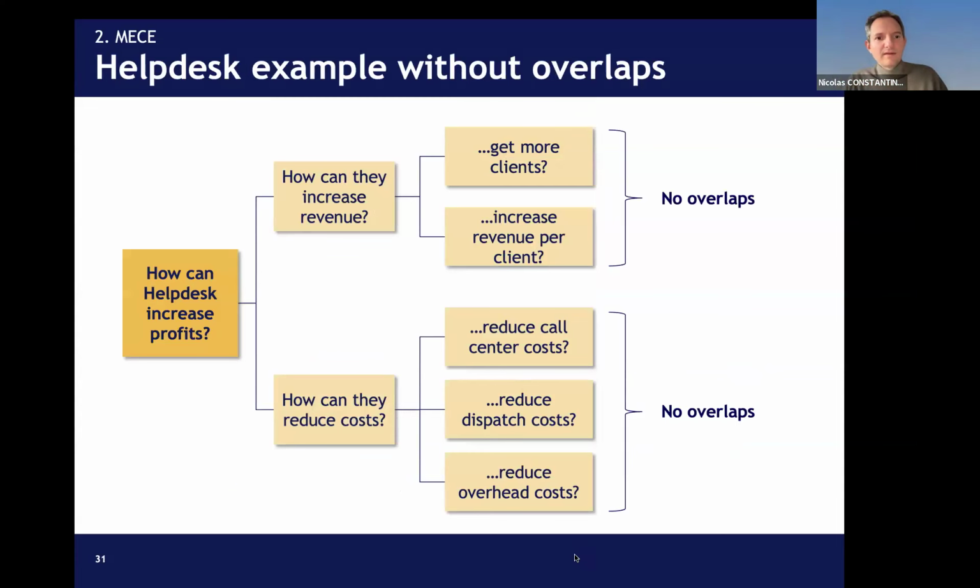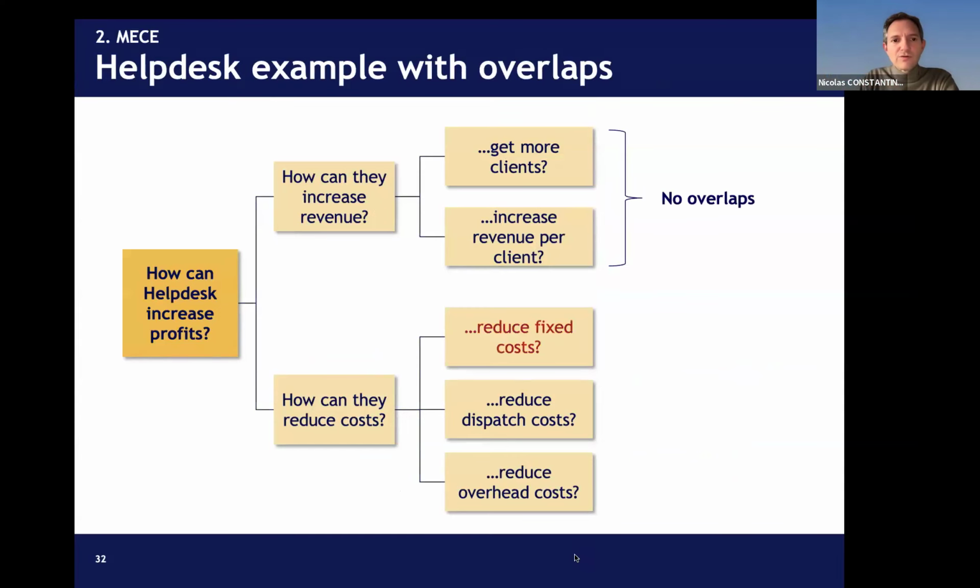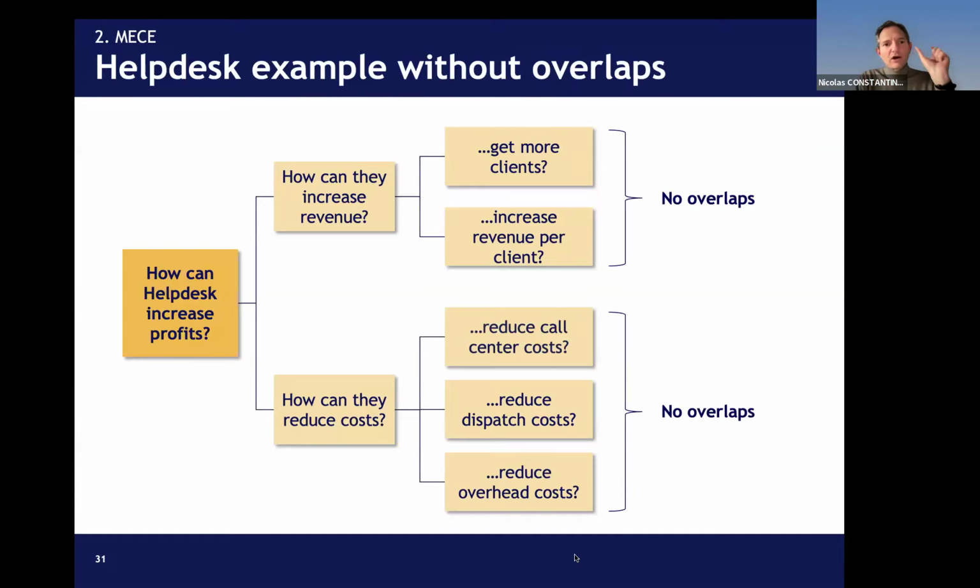If we look at this help desk example that we've seen many times, there are no overlaps here. If you look on the cost side, I'm now going to change one of the boxes. The box 'reduce call center cost', I change it to 'reduce fixed cost'. Now, clearly, I have all sorts of overlaps, right? This becomes a big problem. But fundamentally, the underlying reason is that when I go back to what I had before, I had only one logic: call center costs, dispatch, and overhead. They're basically three different buildings in my operations.